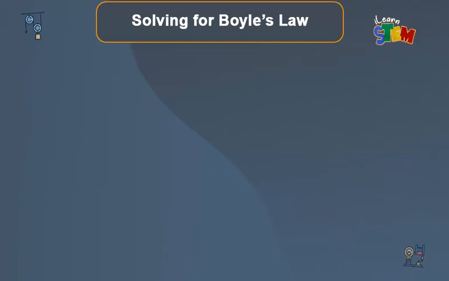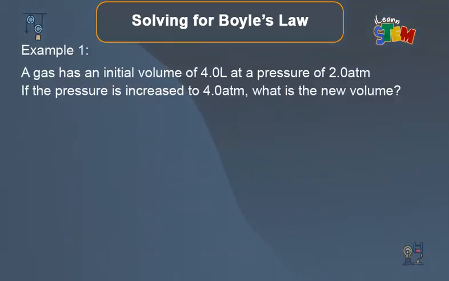Let's solve an example problem addressing Boyle's law. A gas has an initial volume of 4.0 liters, at a pressure of 2.0 atmosphere. If the pressure is increased to 4.0 atmosphere, what is the new volume? Using the formula P1 V1 equals P2 V2.